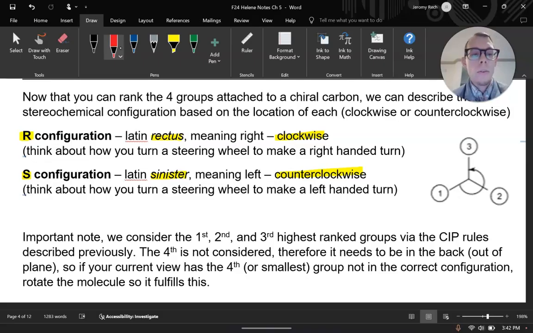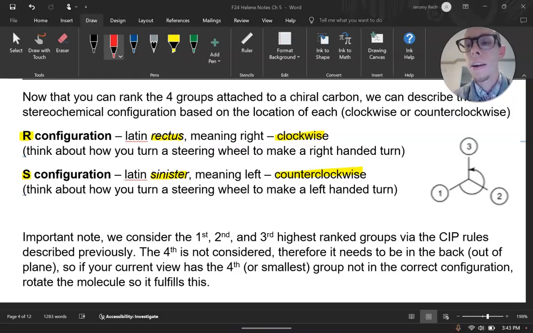Now, what we're going to do is determine a ranking for just our top 3. So we've gone through and ranked our different attachments as 1, 2, 3, and 4. In our molecule, whatever the 4th thing is, and a lot of times that 4th thing is a hydrogen, we're going to rotate our molecule to put that hydrogen all the way in the back.